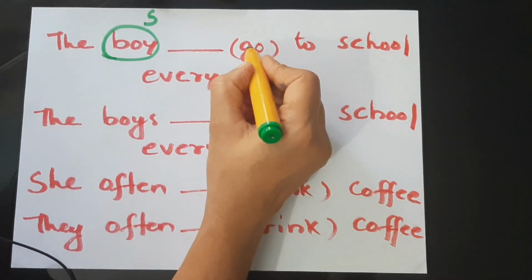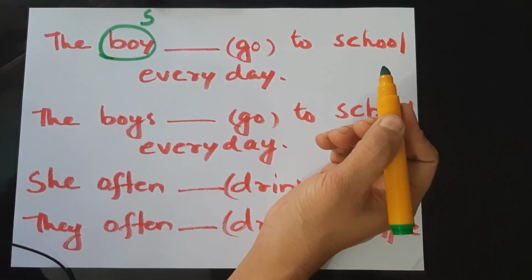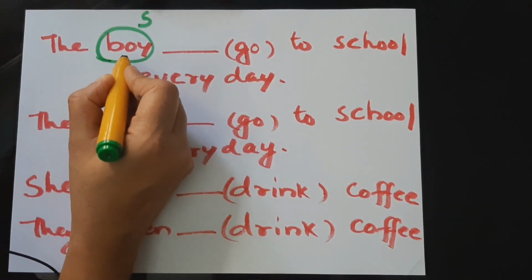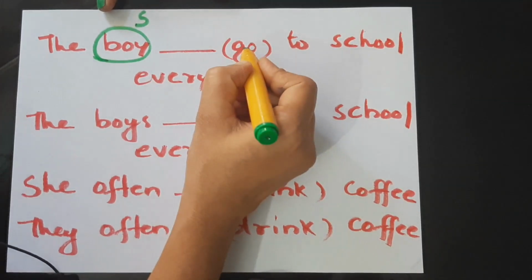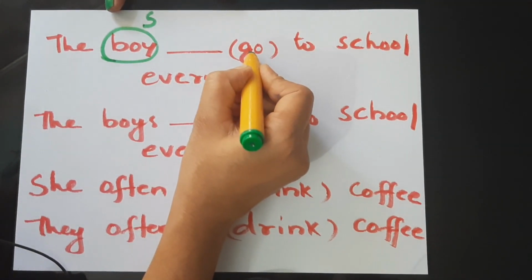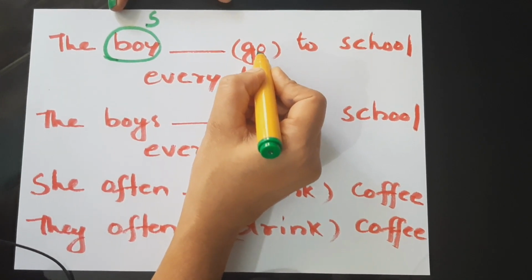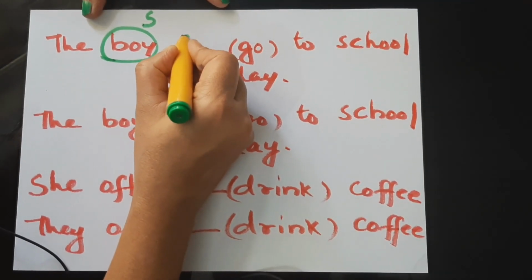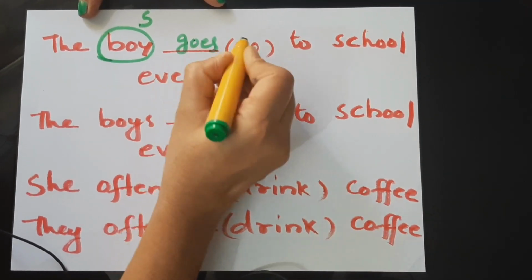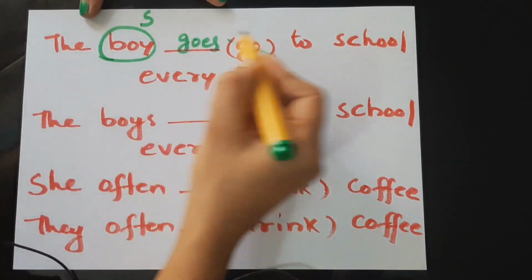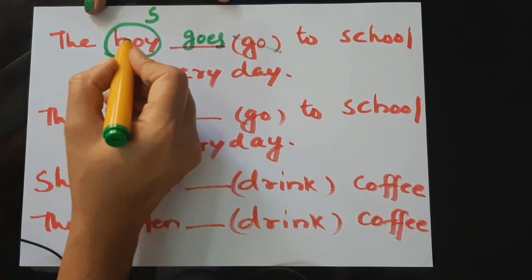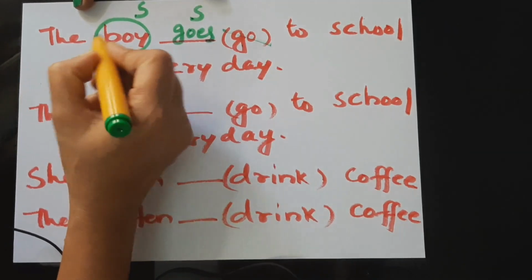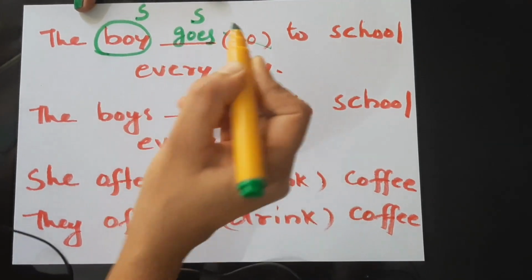You know that go is plural, whereas goes is singular. Here the subject is in its singular form, so it should agree with the verb. Here it is singular, so the verb should also be singular. Go and goes, you know that goes is the singular form. So it should come like this: the boy goes to school every day. You understood? Here it is a singular subject, so the verb also is in its singular form. Singular subject, singular verb.